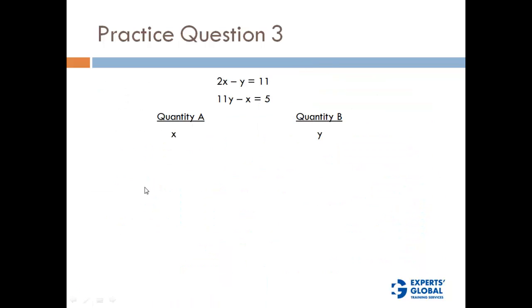Okay, this is a quantitative comparison question. We are given 2x minus y is equal to 11 and 11y minus x is equal to 5, and we are supposed to find out which quantity is greater, x or y. So pause this video and try to do it on your own.